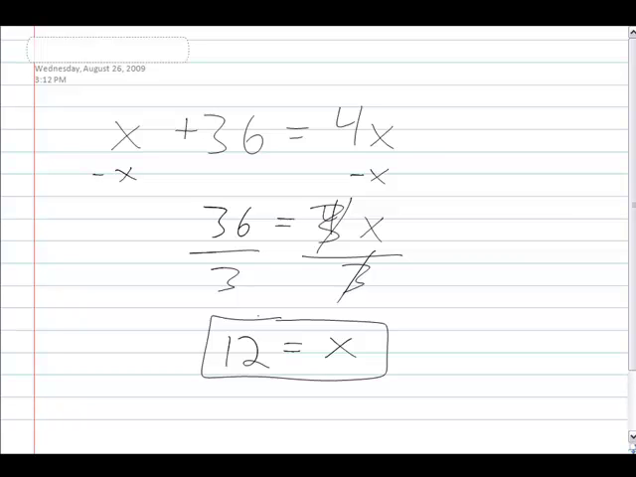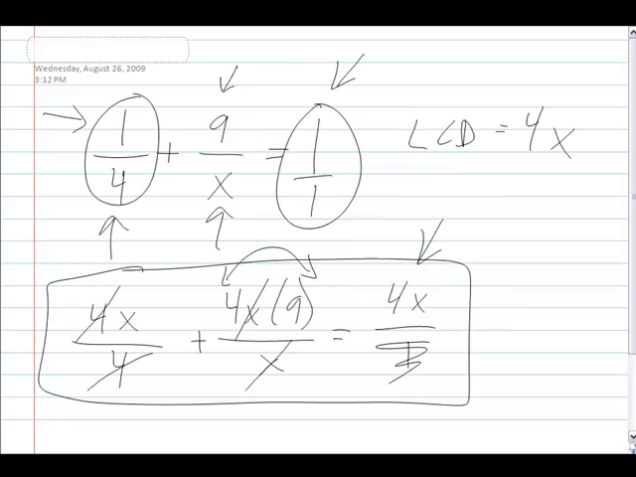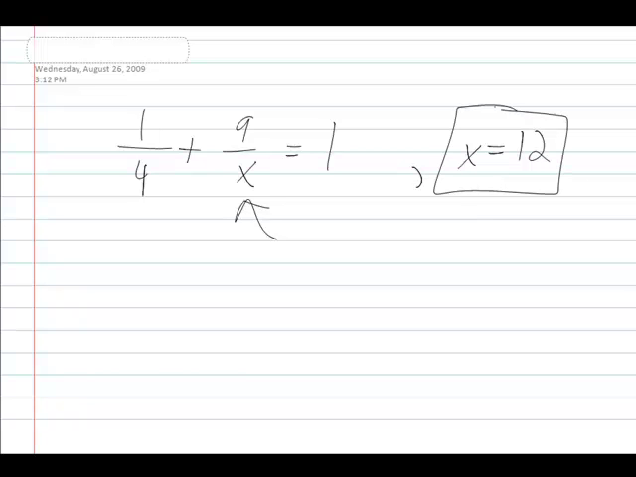We're not quite done, because we need to make sure that this solution is not an extraneous solution. So if we go back to the original problem here, I'll write it out again. 1 over 4 plus 9 over x equals 1. If we say that x is equal to 12, are we going to end up dividing by 0 once we plug that number into everywhere that we see x? So that would mean a 12 there. No, we're not going to be dividing by 0 at all. So x equal to 12 is a valid solution.